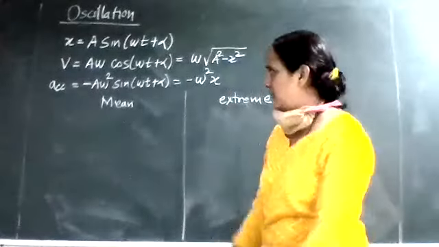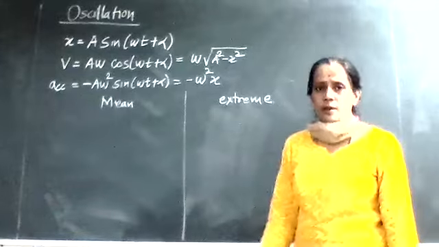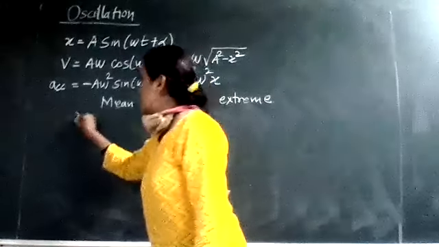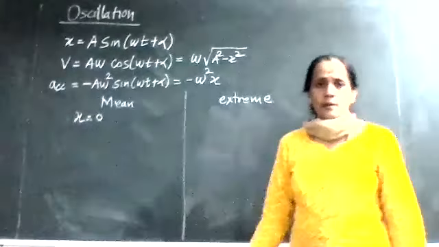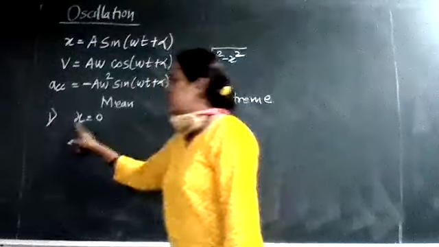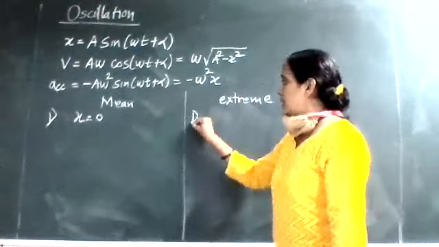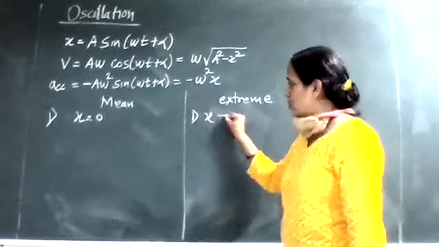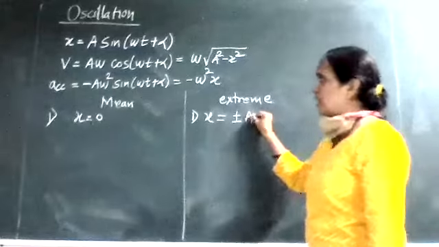Right? Okay. Very simple. Mean position means what I can say that displacement x is equal to 0. So at mean position, your first point, displacement is 0. Then what is the displacement at extreme position? At extreme position, your displacement is plus minus capital A.